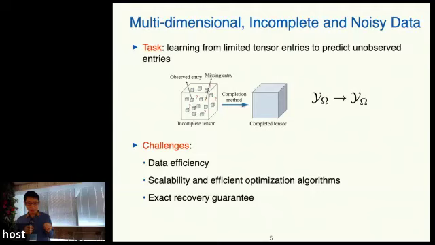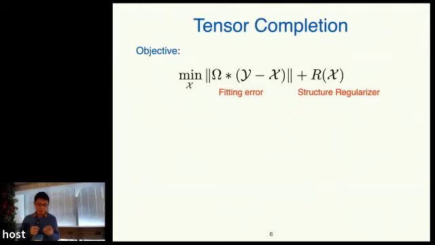To handle such tasks, there are several challenges. First, how to improve the data efficiency? That means we try to use as small a number of entries as possible to capture the model structure. Second, our algorithm needs to be scalable and efficient. And finally, we also want to have a theoretical guarantee for exact recovery.